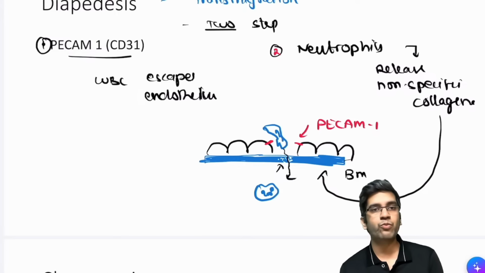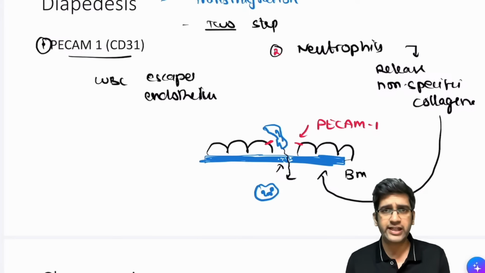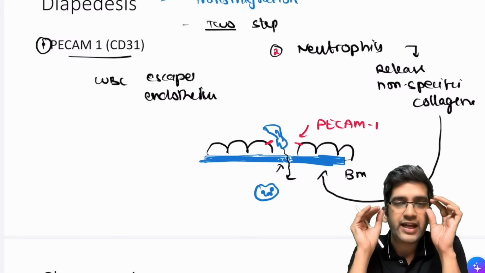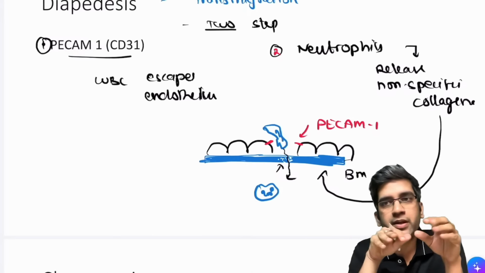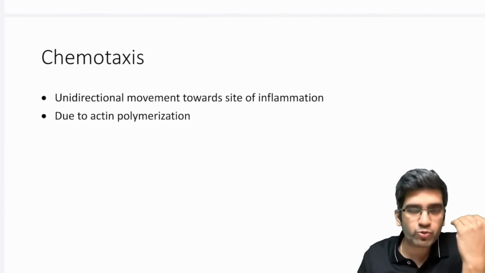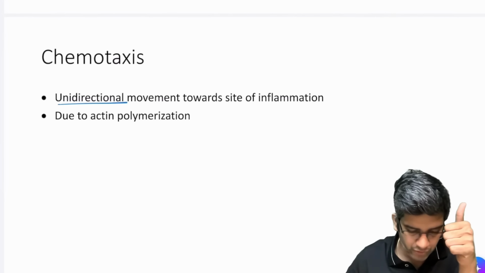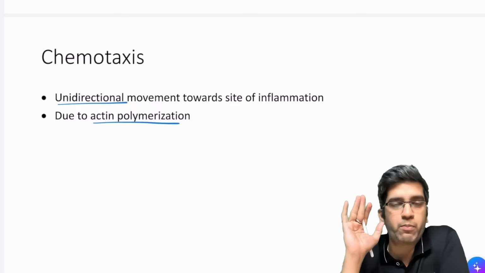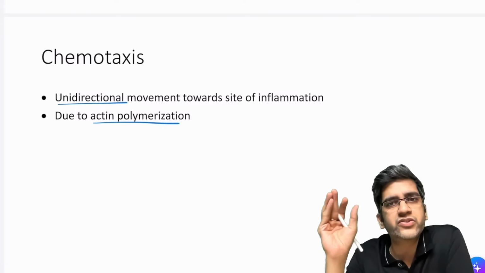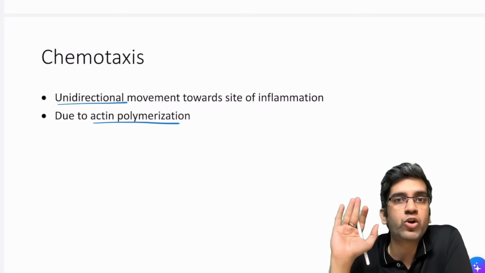One is with the help of your PECAM1 or CD31, it's going outside, and the non-specific collagenases provide a little bit of gaps in my basement membrane through which it escapes outside. The moment it comes outside, the next step is chemotaxis. Two pointers: unidirectional and actin polymerization. These are chemical signals via which it will reach the site of infection, whatever I want to remove, right?